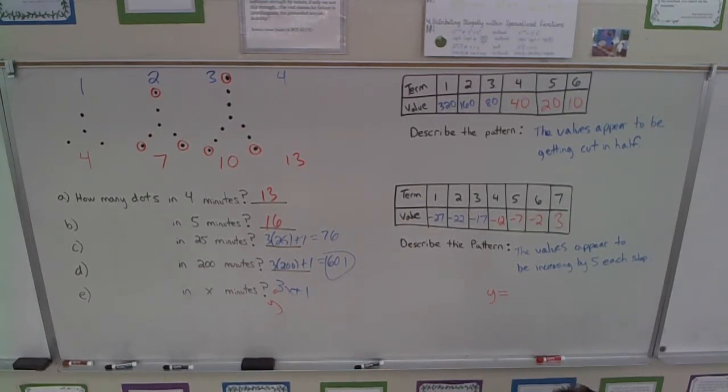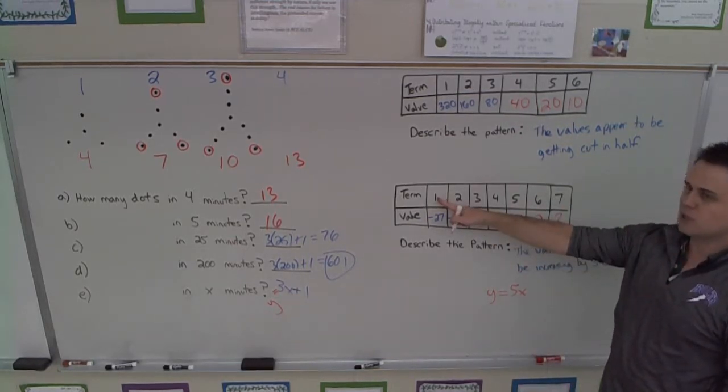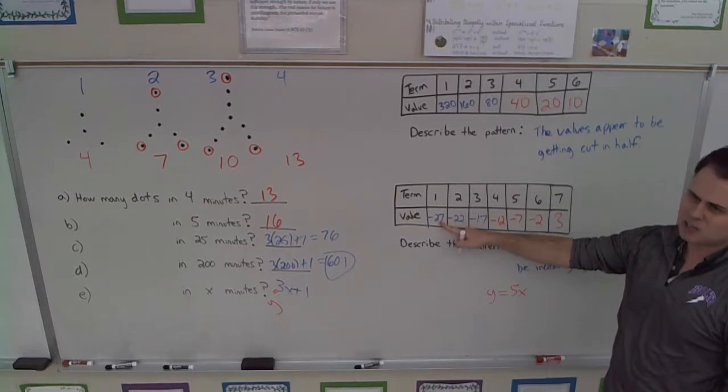X2, right? Just kidding. Oh, wait, no, never mind. So we're going up by 5 each time. So y equals 5. So I'm thinking 5x. Oh, 5. So think about, I don't think it's plus 1 though, because if we go 5 times 1, 5, we're going to get 5, not negative 27.